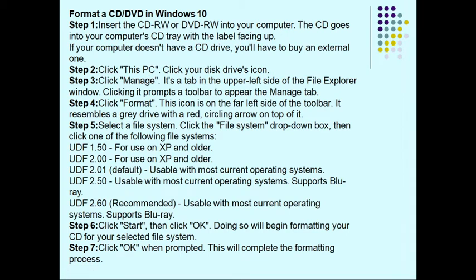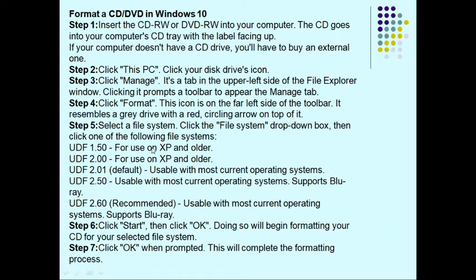Click This PC, click your disk drive's icon, click Manage. It's a tab in the upper left side of the File Explorer window. Clicking it prompts a toolbar to appear, the Manage tab. Click Format. This icon is on the far left side of the toolbar. It resembles a gray drive with a red circling arrow on top of it. Select a file system. Click the file system drop down box. Then click one of the following file systems.